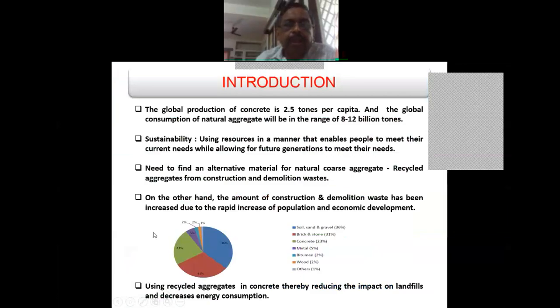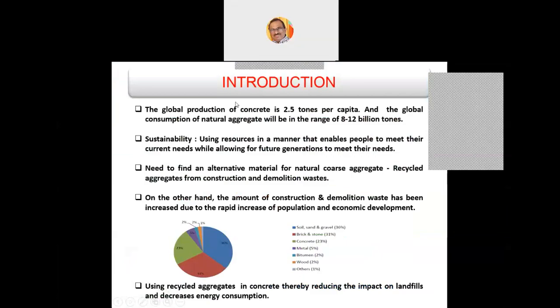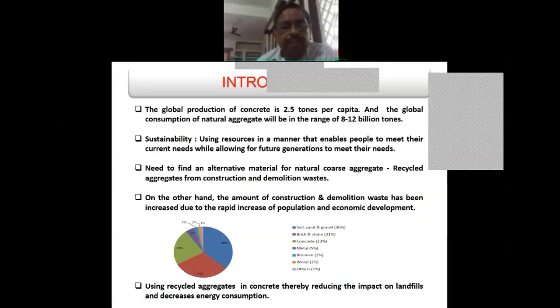Okay, moving, sir. So, as you know, as Praveen Kumar has told about sustainability and other things, we know that concrete is a very largely used material in the world. If you see the statistics, the per capita consumption of concrete is around 2.5 tons, and it is huge. If you take it as aggregate only, it will be around 8 to 12 billion tons, which is a huge quantity.